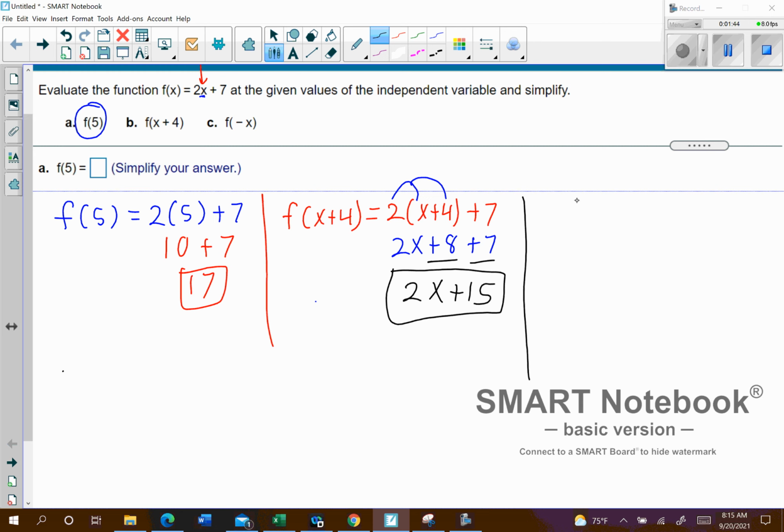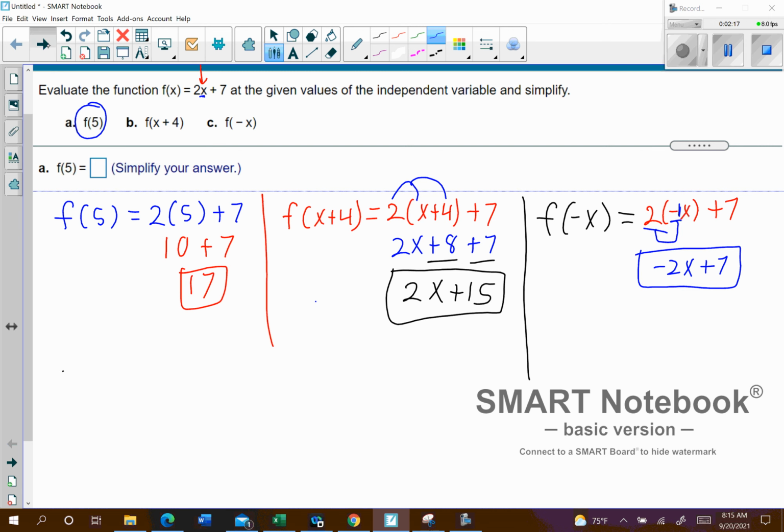And then on part C, we've got f of negative x. Once again, that's what we're going to plug in right there. So you're going to have 2 times negative x and then plus 7. That negative x really is understood as negative 1 in front. So when you multiply the 2 and the negative 1, that'll become negative 2x. And then you have the plus 7 still. And that's going to be it for that one right there.